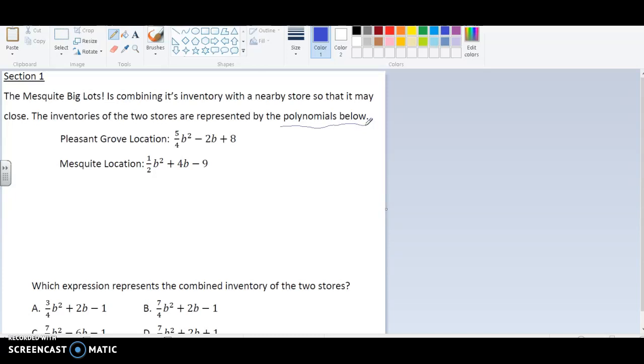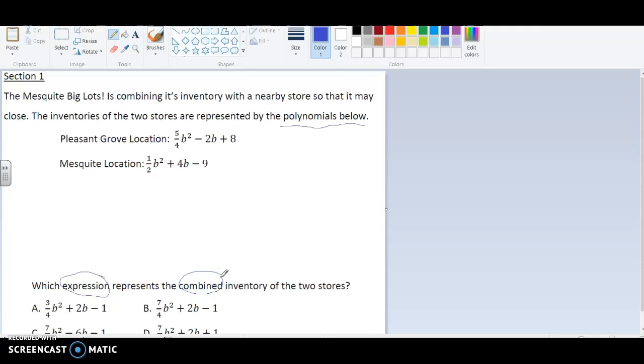And underneath that, we have a polynomial that represents the inventory of the Pleasant Grove location, and then another polynomial that represents the inventory of the Mesquite location. Now, I still don't see a question, so that means I need to keep reading. Down here it says, which expression, right, so we're looking for an expression. That means we're going to probably have some variables in our answers, represents the combined inventory of the two stores.